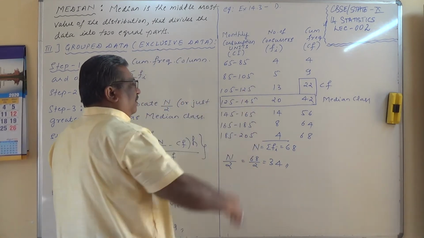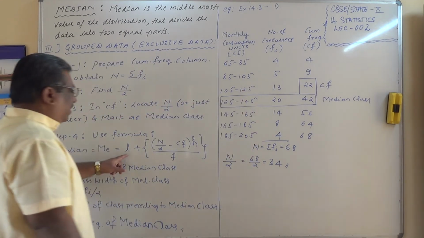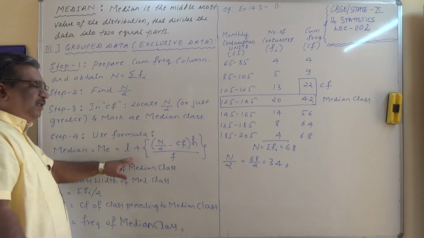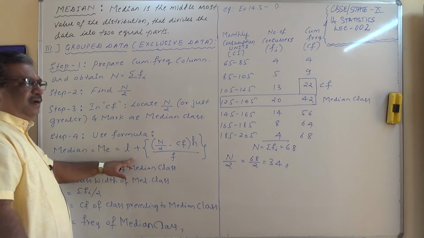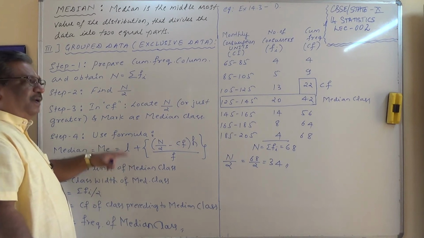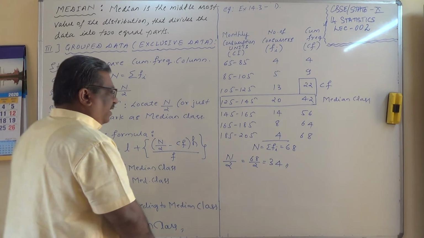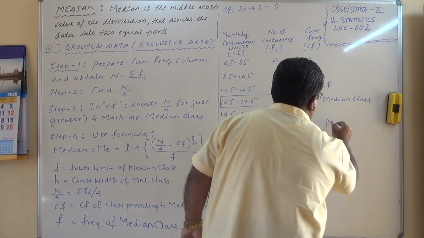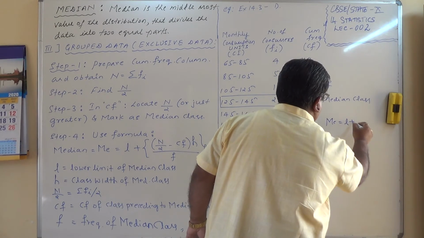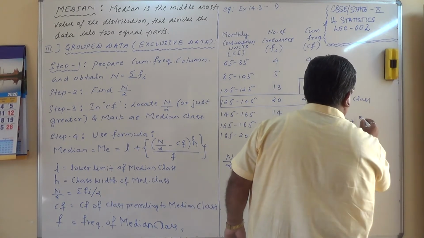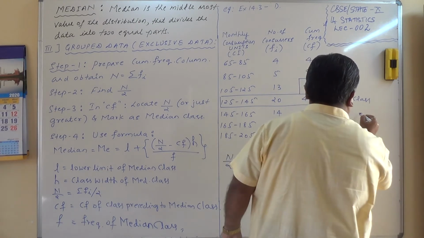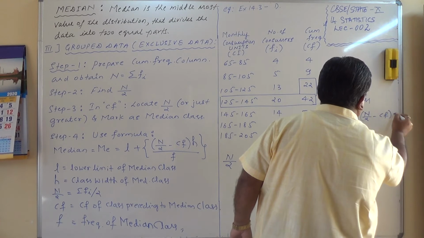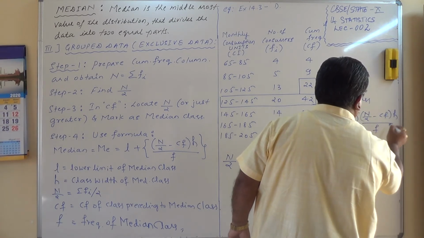Now, from this we know the formula. We require L, n by 2, CF, F, H. All these things are required. So first I will populate the values, then write the formula, or I will write the formula first, then populate the values and substitute. So what is the median equal to? Median is equal to L plus, n by 2 minus CF, into H divided by F.